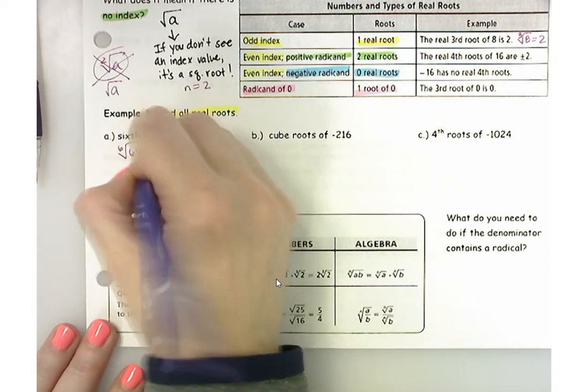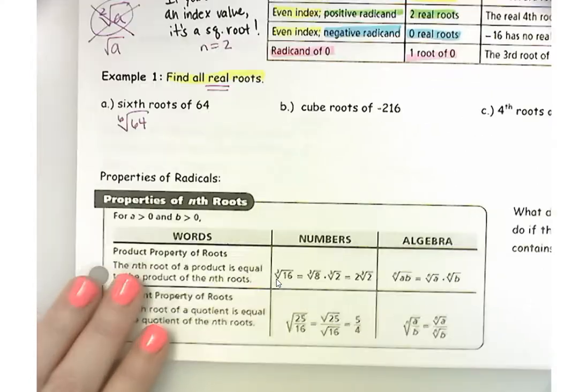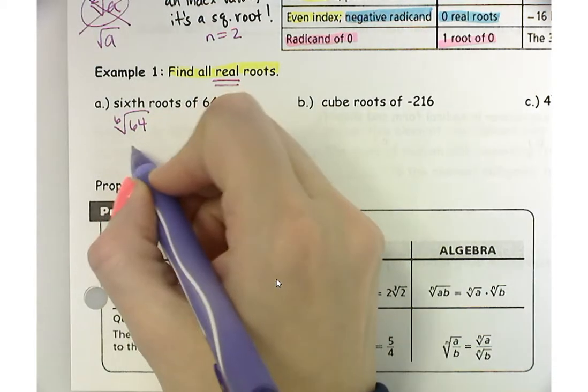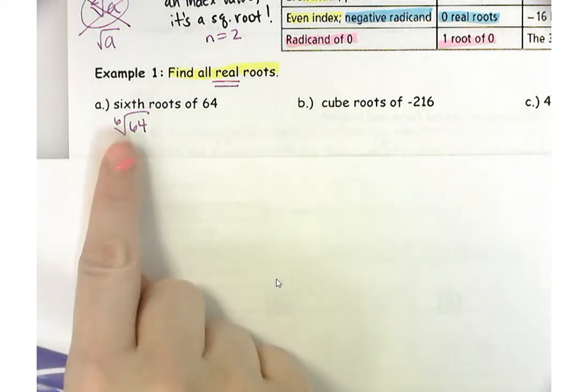So if you have a square root and you need 2 factors in order to get out of the square root, how many factors do you need to get out of the 6th root? You need 6. Do you guys remember how to do prime factorizations? You're going to break 64 down into prime numbers. When we think 64, probably one of the first things you think of is what times what? 8 times 8.